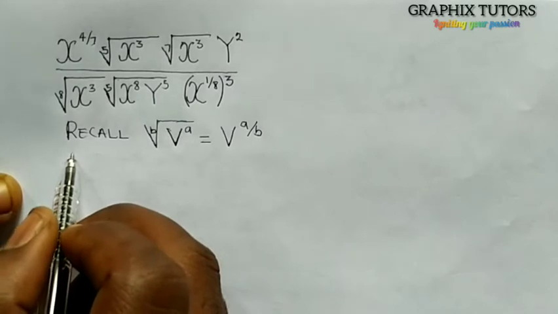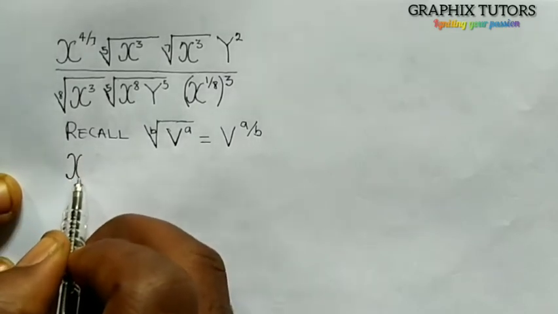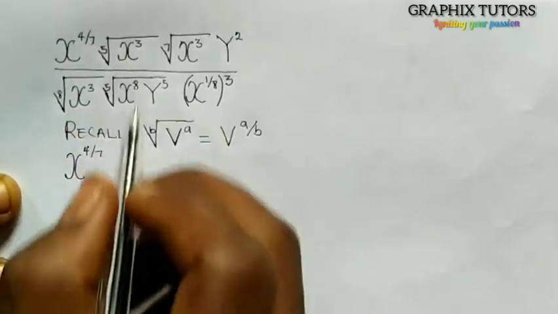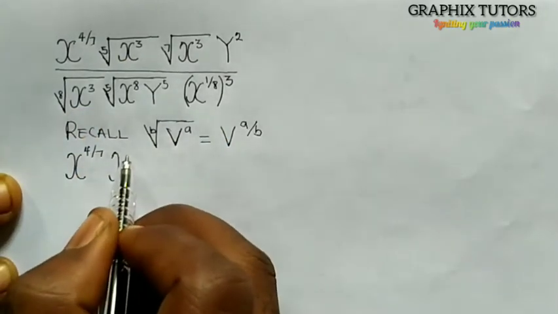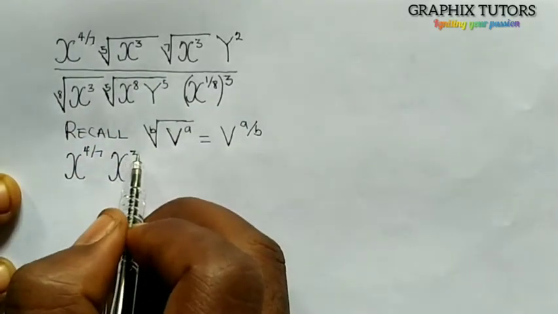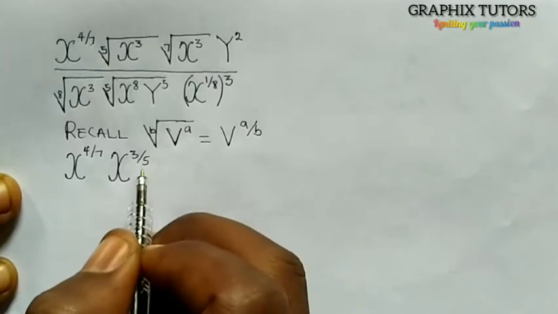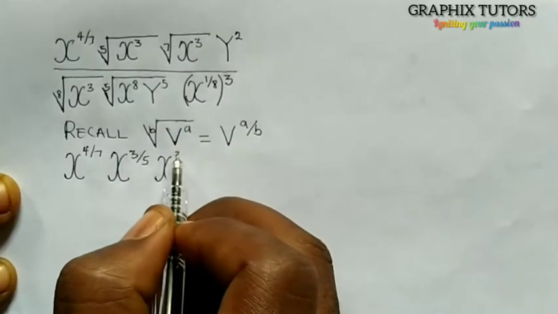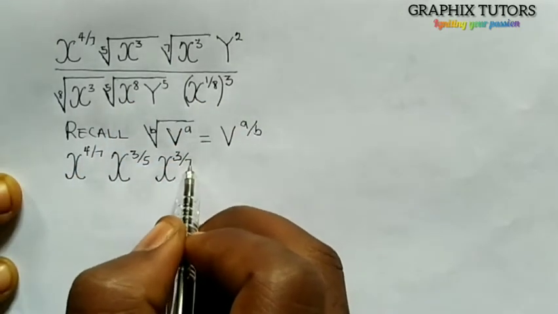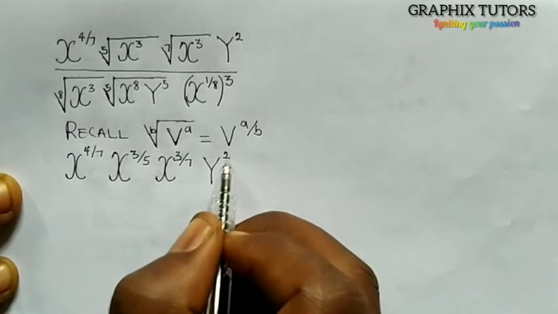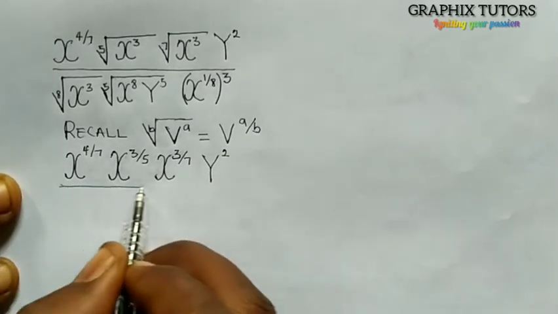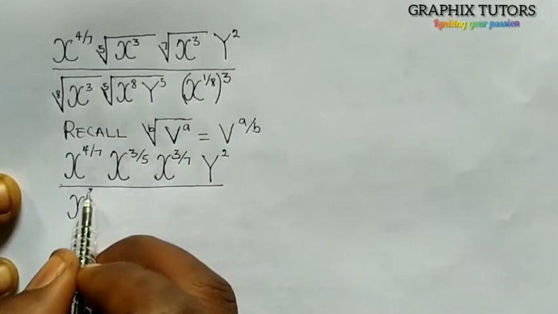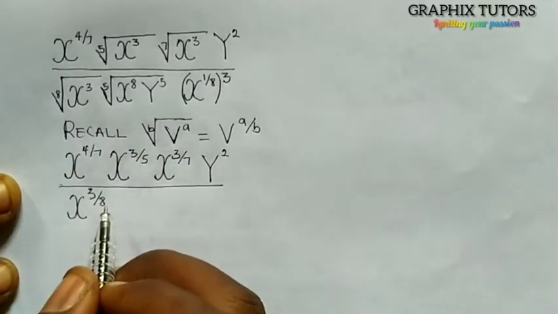So I'll be having x to the power of 4 over 7. Now I'll write this out, which is x, what is up remains up, what is inside here comes down here. Multiply by x, what is up here remains up, what is inside here comes down, and we have my y squared all over, we have x, what is up remains up, what is here is here, right?